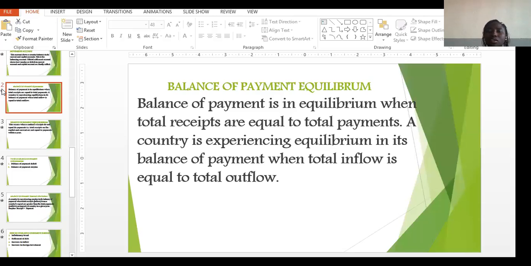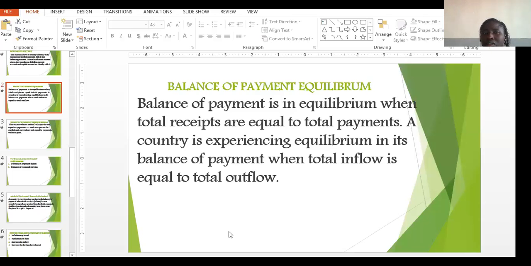Once you bring equilibrium to balance of payment, we have done equilibrium under demand and supply. If you are mentioning the word balance of payment, it means you are making a transaction outside your country. In your economy, what you do with other economies of the world will be included. So the balance of payment is in equilibrium when total receipts are equal to total payments. Receipt is used to represent exports, while payment is used to represent imports.